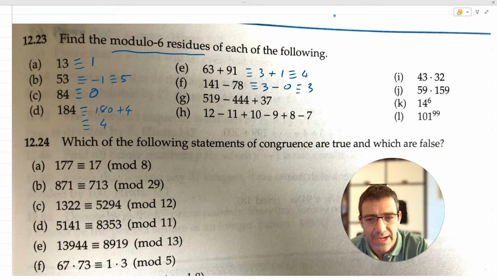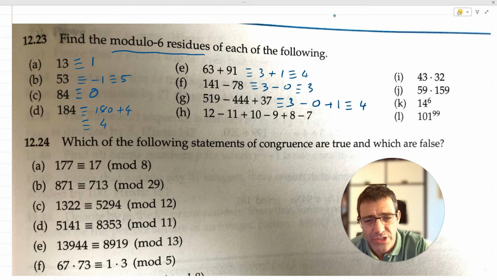Okay, 519. 5 plus 1 plus 9, 6 plus 9, that's 15, right? So that's in the 3's times tables, but not in the 6's times tables. So we can say it's 3 more than 516, and 516 would be a 0, so this is a 3. And then 444 is a multiple of 6, because 4 plus 4 plus 4 is 12, and it's even, so we can say it's a 0. And 37 is 1 more than 36. 36 is 6 squared, so that's plus 1. So we can say that this is congruent to a 4 mod 6.